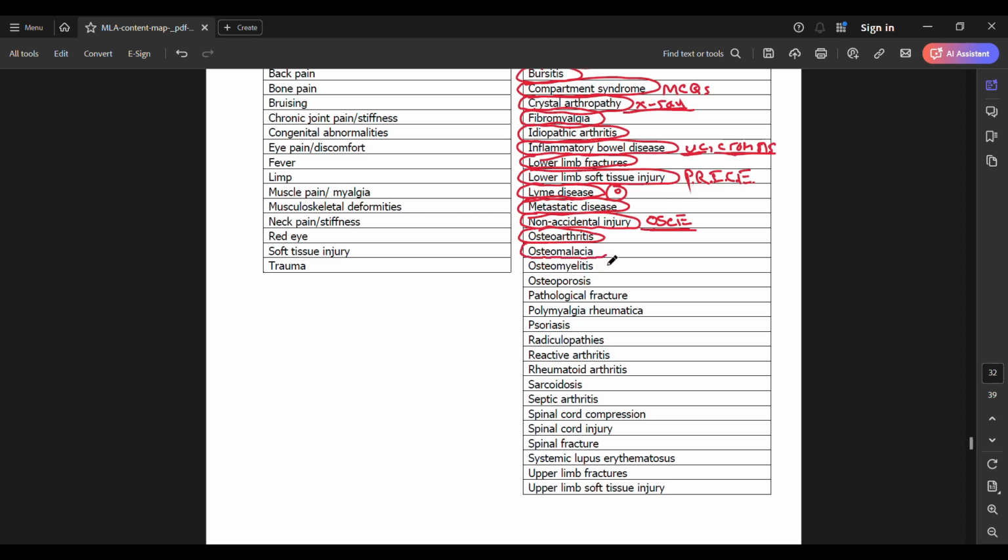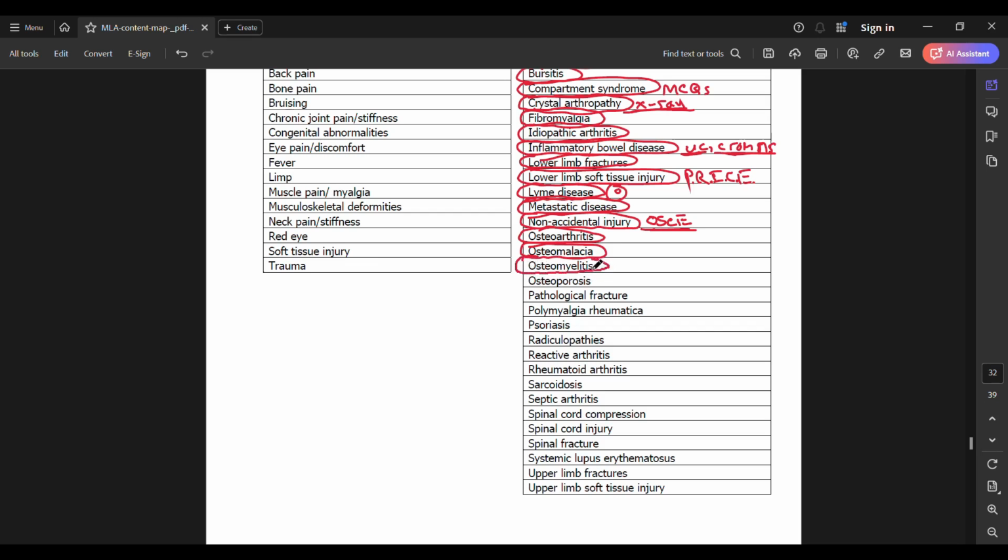Next, you have osteomalacia, right? Know the difference between rickets and osteomalacia. Know all the different investigations you're going to do. Know how you're going to explain it to the patient, okay? So it can show up in multiple choice questions or OSCE stations, and has shown up in the past.